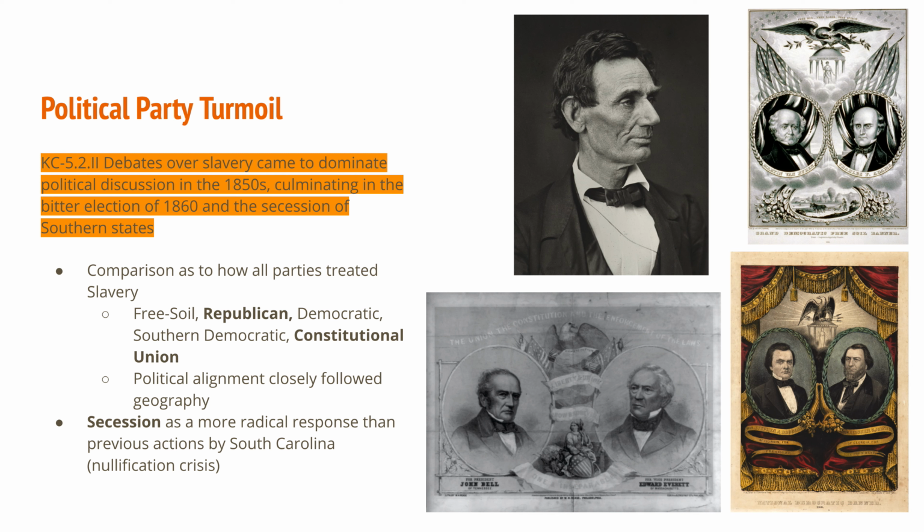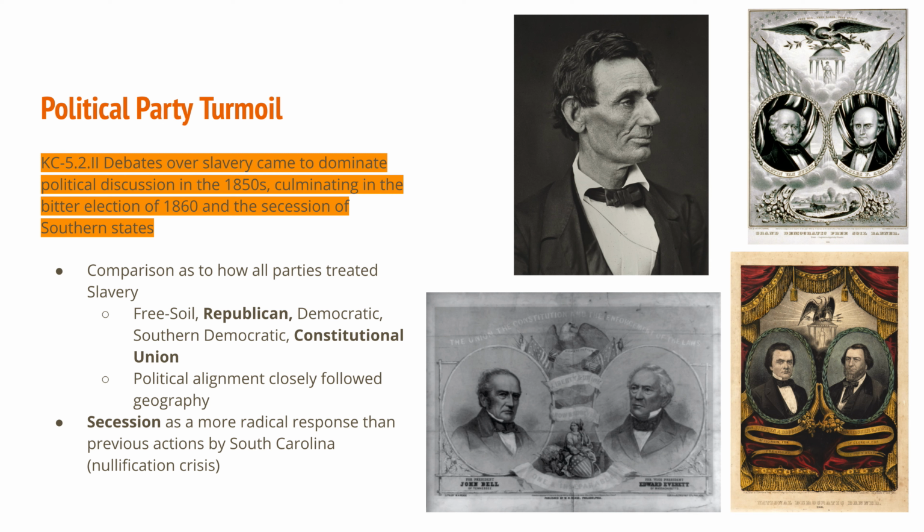So there's a comparison as to how all the parties treated slavery. Obviously, the Free Soil Party wanted to end slavery, wanted to stop its expansion. When the Republican Party gains more strength, a lot of Free Soilers join the Republican Party. And in their 1860 Republican Party platform, they say that they don't want slavery to continue to be extended.